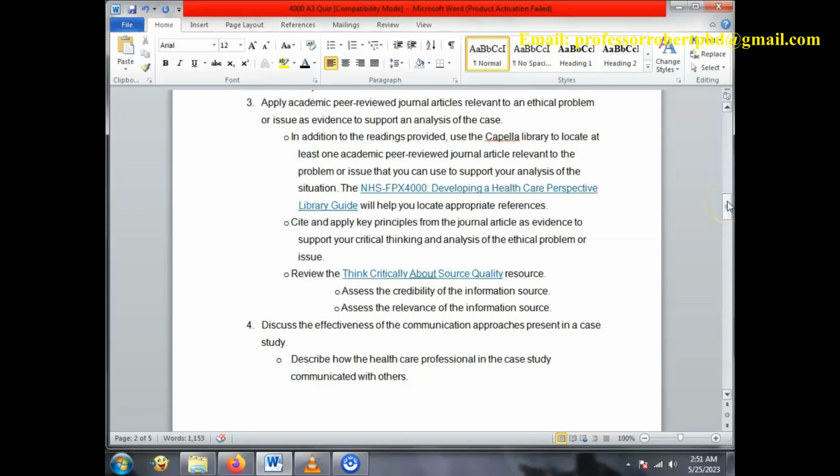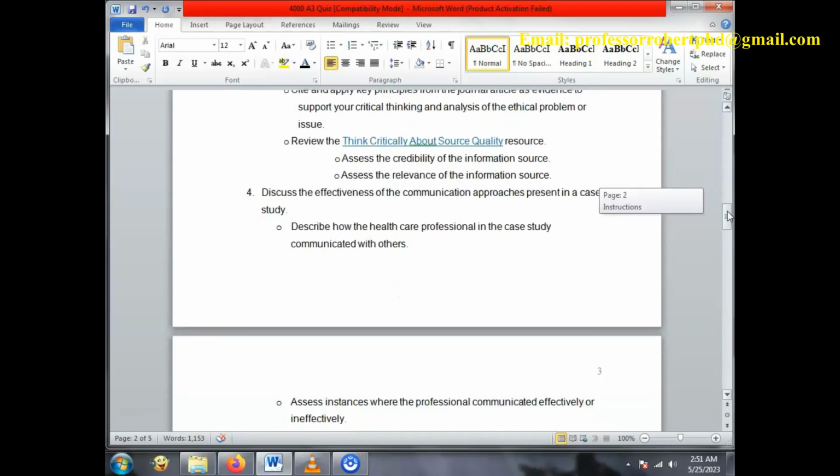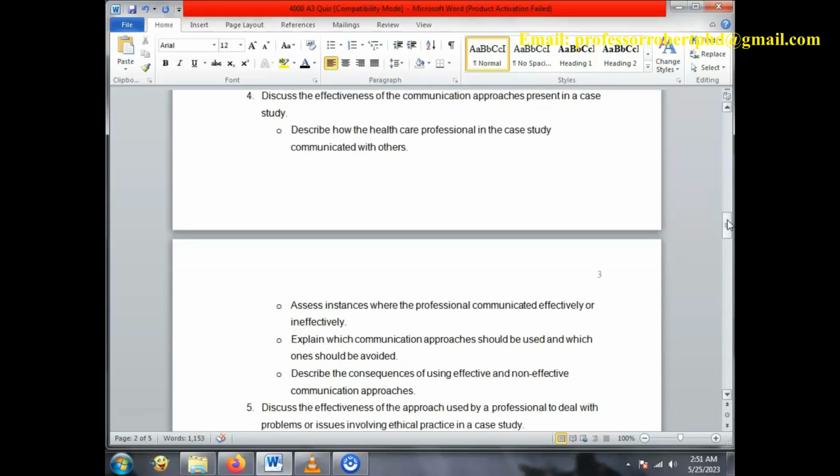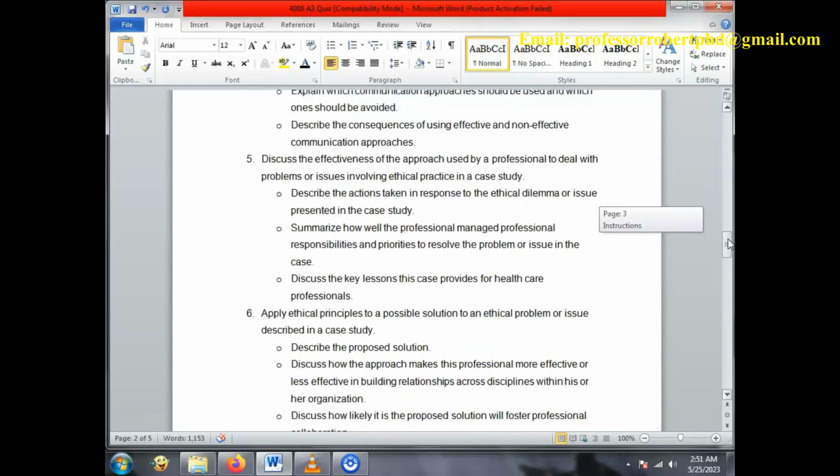4. Discuss the effectiveness of the communication approaches present in a case study. Describe how the healthcare professional in the case study communicated with others. Assess instances where the professional communicated effectively or ineffectively. Explain which communication approaches should be used and which ones should be avoided. Describe the consequences of using effective and non-effective communication approaches.